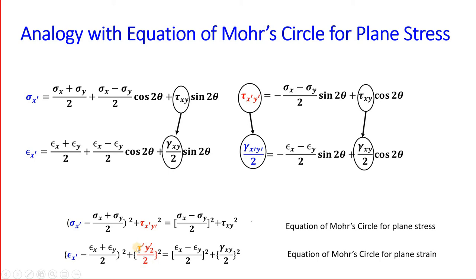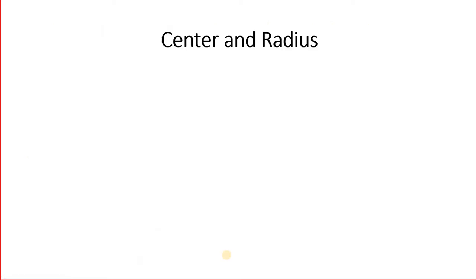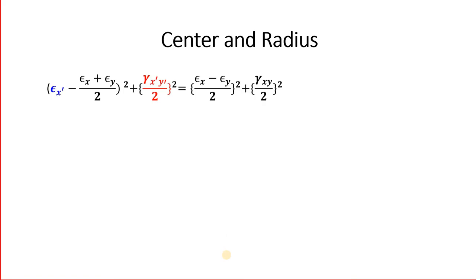I'm sorry, this should say gamma x prime y prime by 2. This is not x prime y prime 2, this is gamma x prime y prime by 2. And similarly, this tau xy is now half gamma xy. These are the differences that I'm going to highlight. So at the center and radius of the Mohr circle for plane strain, let's work those out.